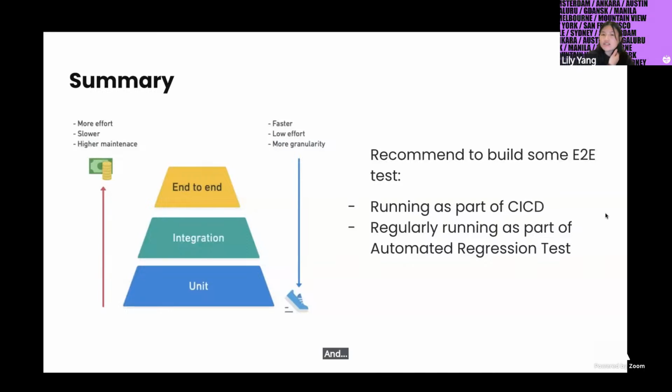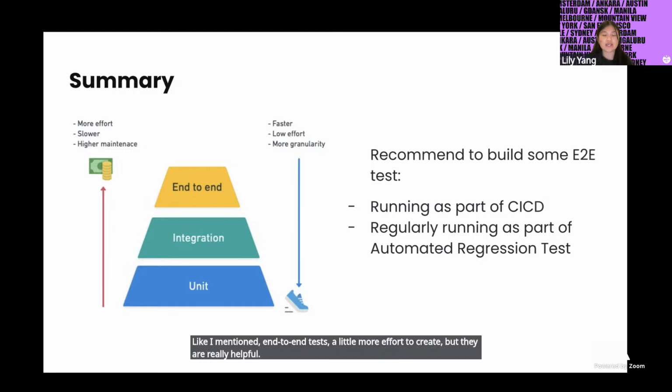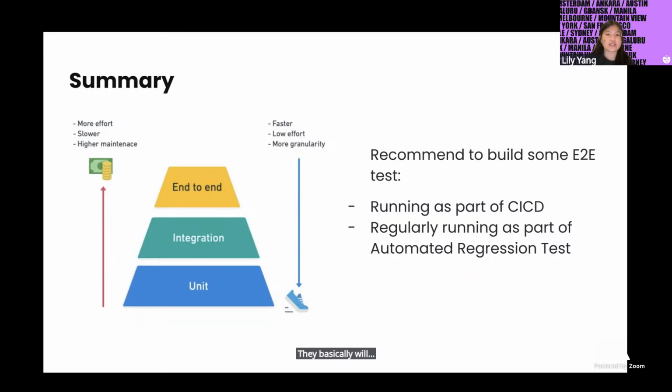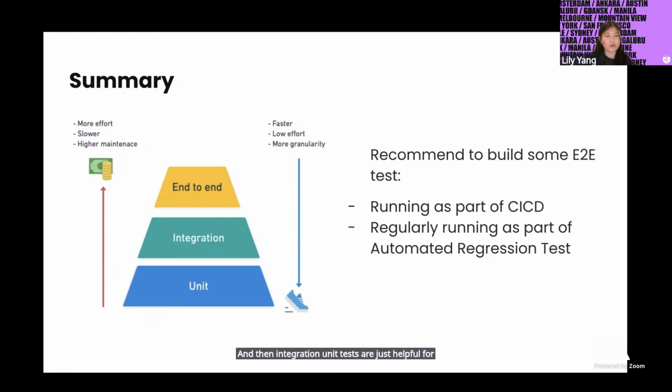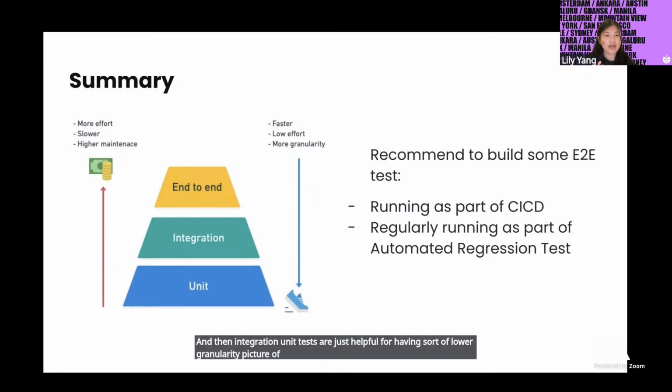And yes, as a summary of all of those tests, like I mentioned, end-to-end tests are a little more effort to create, but they are really helpful. They are fully comprehensive, so you can rely on those end-to-end tests pretty well to check the state of your app. And then integration and unit tests are just helpful for having a lower granularity picture of how your app is behaving, so you can test specific components, and that helps you to debug things. So if something breaks, you know exactly where that has broken. So altogether, it helps build a pretty good testing picture.